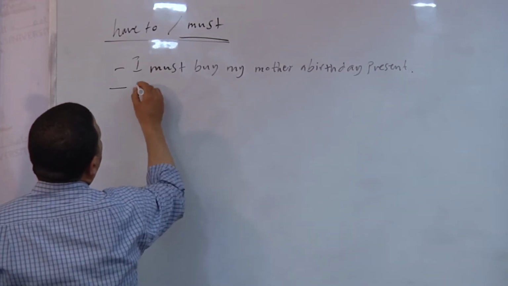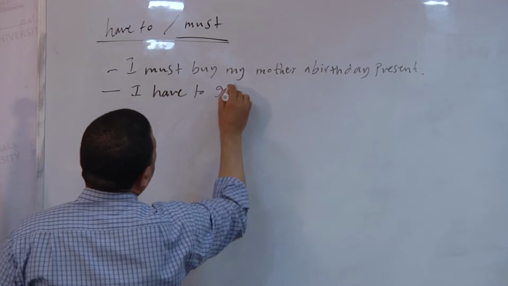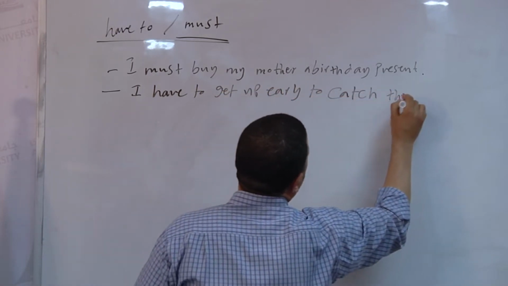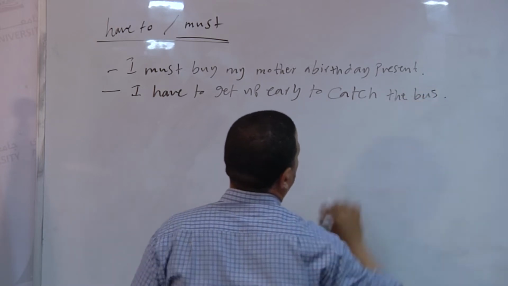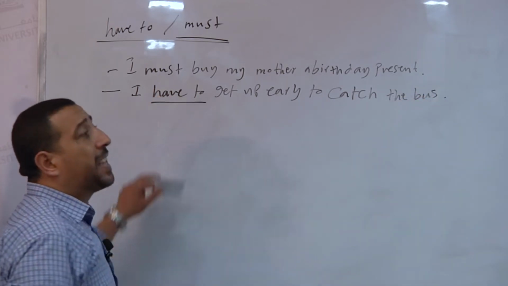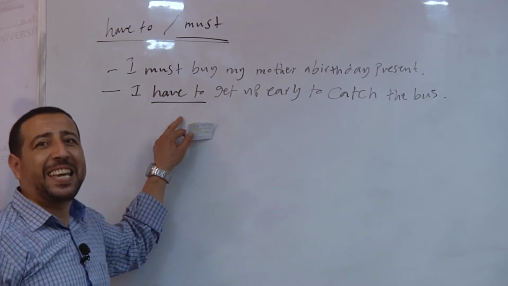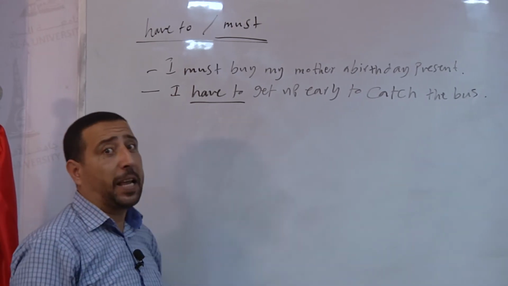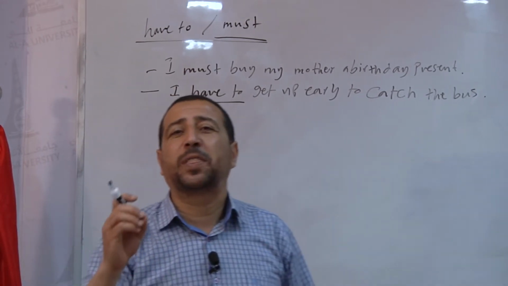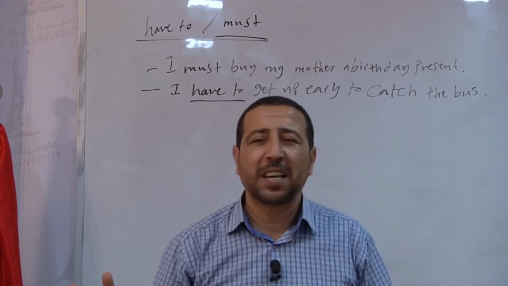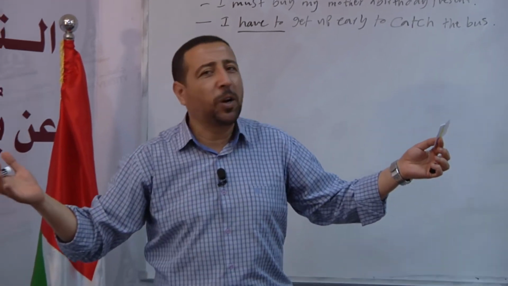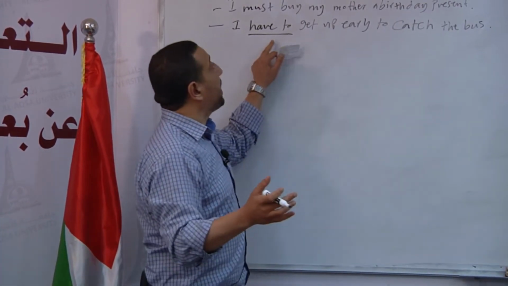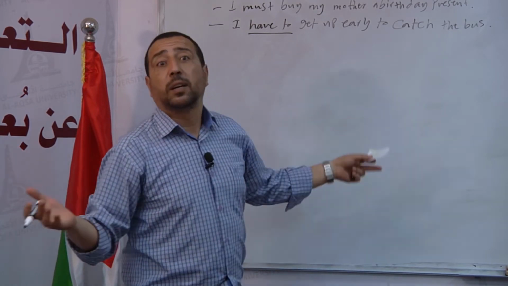But let's take an example concerning have to. I have to get up early to catch the bus. The type of obligation here is different. It is based on an authority of another person. What happens if he doesn't get up early? There is going to be some sort of punishment. I don't know where it comes from, but some sort of punishment concerning the person. For example, if he doesn't get up early, he will miss the bus.